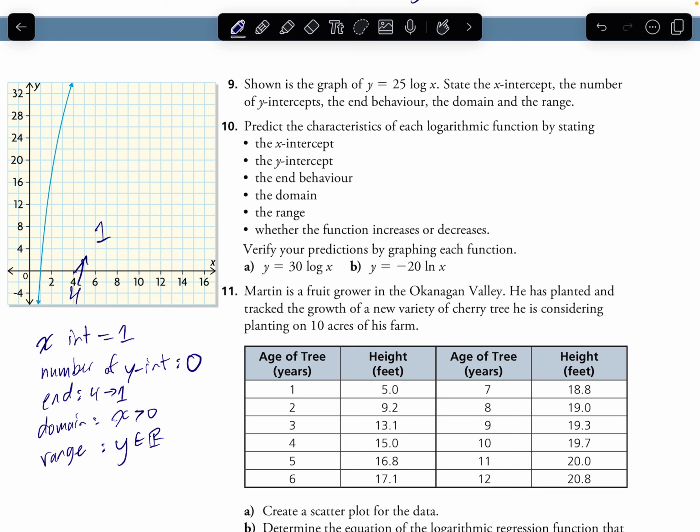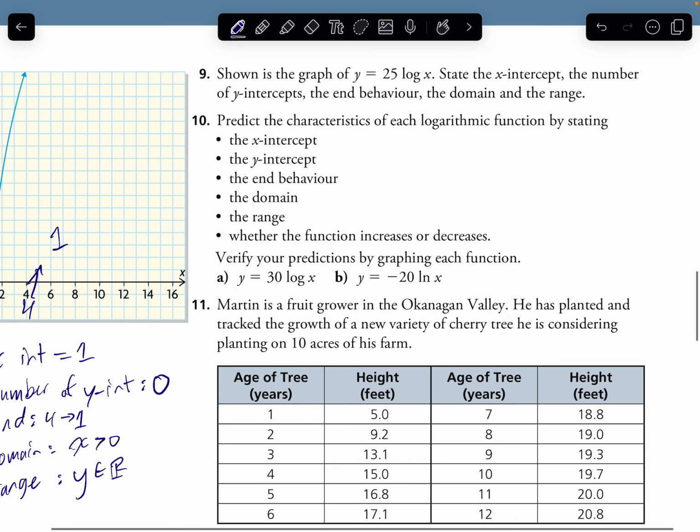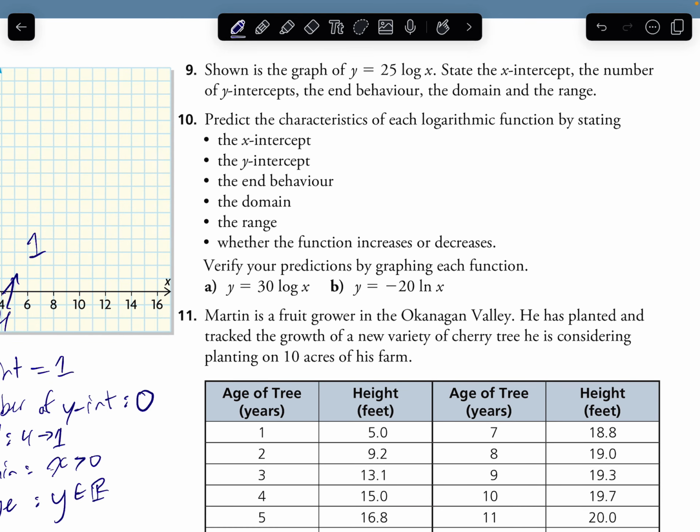Predict the characteristics of each logarithmic function. What? X-intercept will probably be 1. None. 4 to 1. X is greater than 0. We're predicting it for these two, I guess. Okay, that makes way more sense. So for A, this will all be true. And for B, most of it will be true. Y is all real.